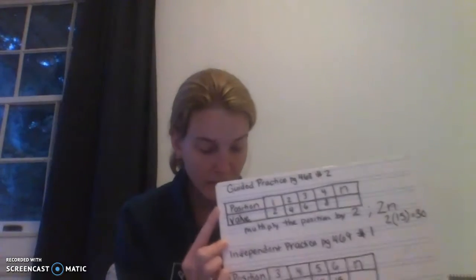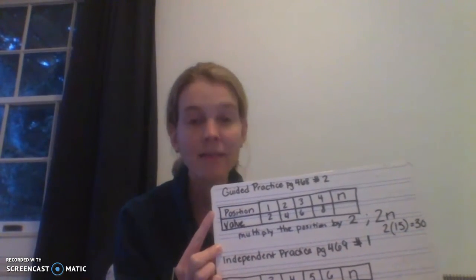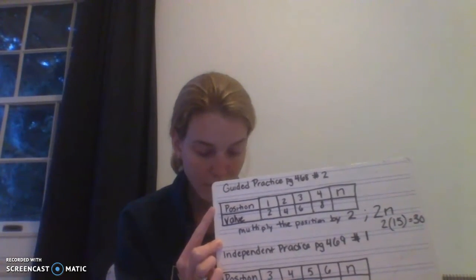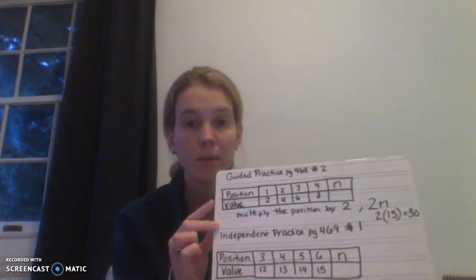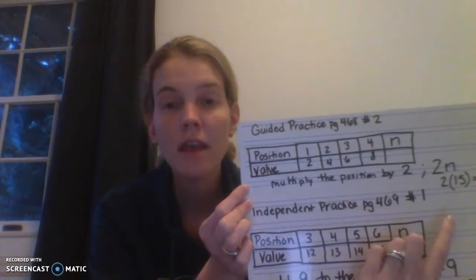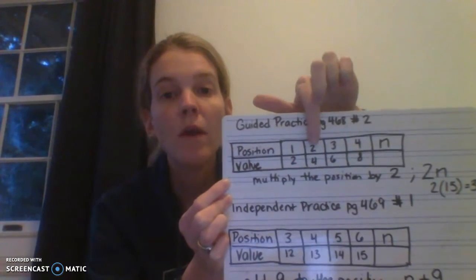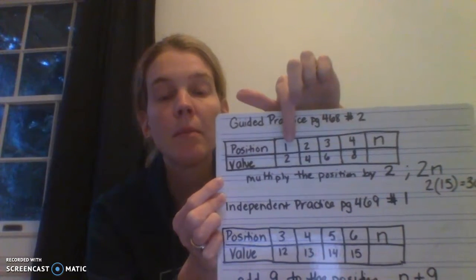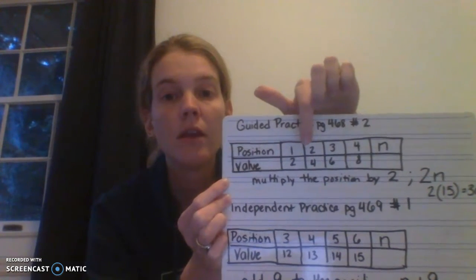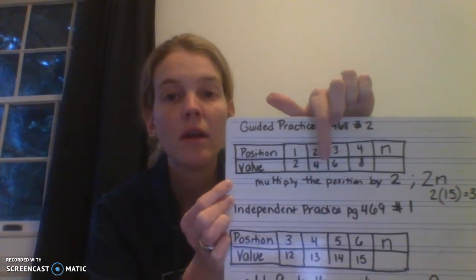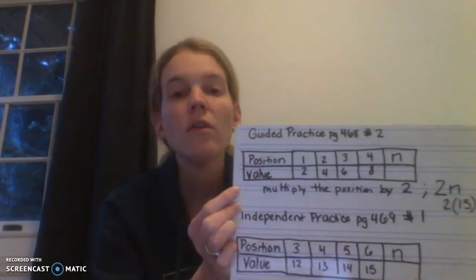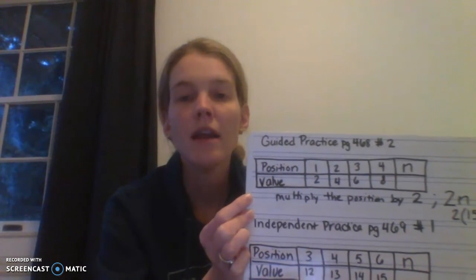So what the question asks in number 2, it says use words and symbols to describe the value of each term as a function of its position. Okay, so that's the first part. So if you're looking at this table, you need to figure out what's happening as you go from the number 1 here to the number 2. And then you're going from the number 2 to the number 4. And what's happening as you're going from the number 3 to the number 6. And you'll notice that a pattern starts to form. And you can kind of think about it in your head.